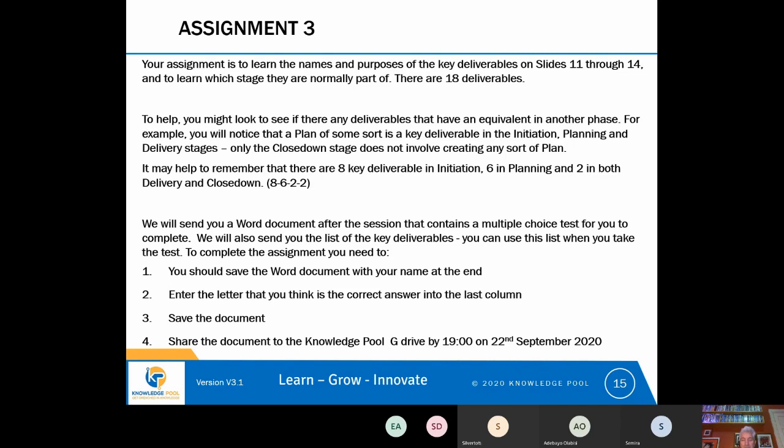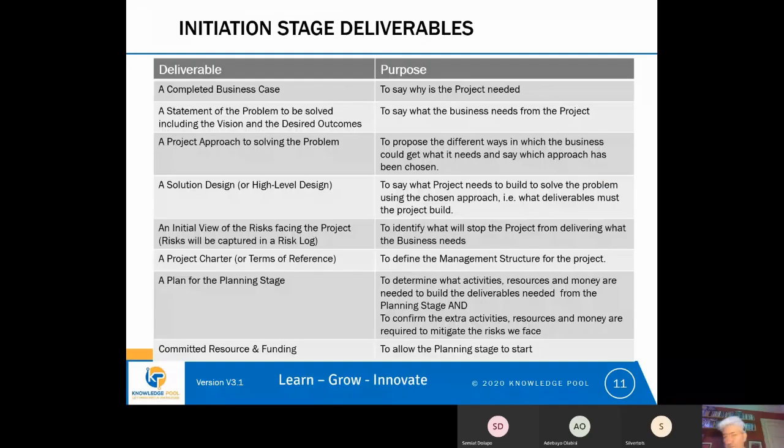Is that okay? Okay, so welcome everybody. This is a continuation of the previous session where we were looking at the project lifecycle. And the session took a little bit longer to deliver last week than I was expecting. What we were able to do last week was look at each stage in turn, what the stage was called, and why the stage was required. And we looked at what the purpose of the stage was.